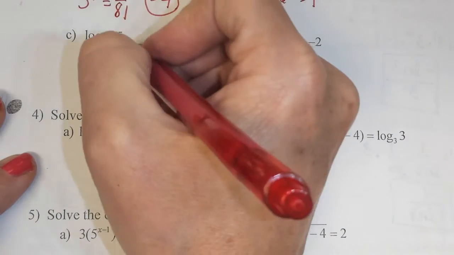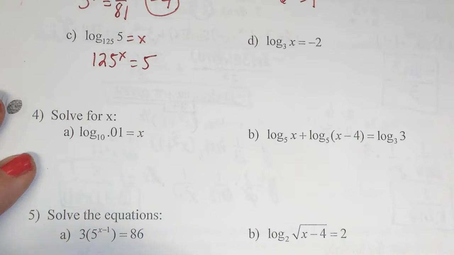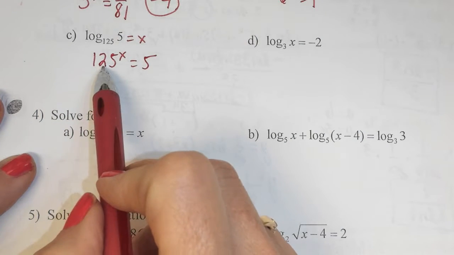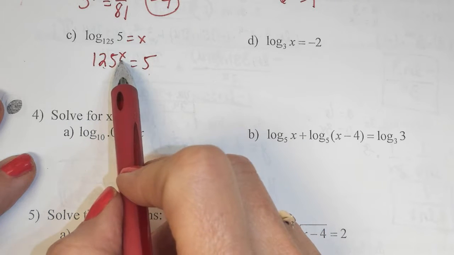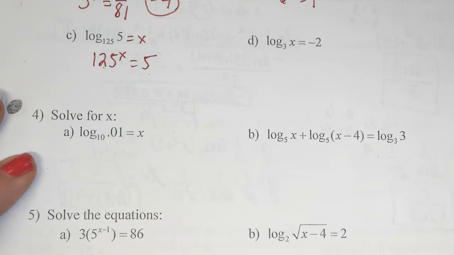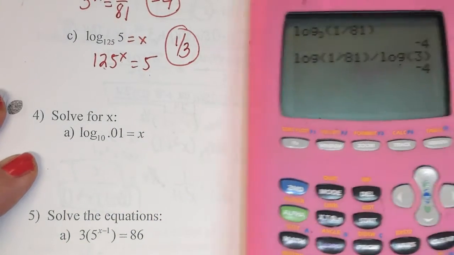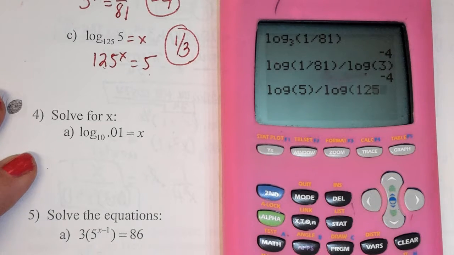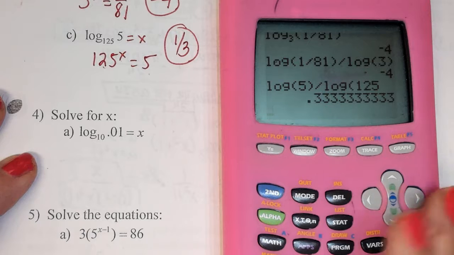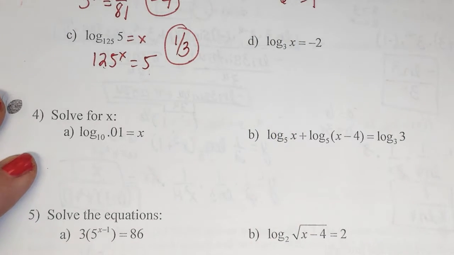On this one, just set it equal to x. We're going to have 125 to the x equals 5. You have to think, what do we do to 125 to get it back to 5 as far as exponent goes? Avery, what would we have to do? 125 to the what? 1/3. Good. If you feel like you might have messed it up, you can do log 5 divided by log 125, and it'll tell you it's 0.3 repeating, and it's 1/3.